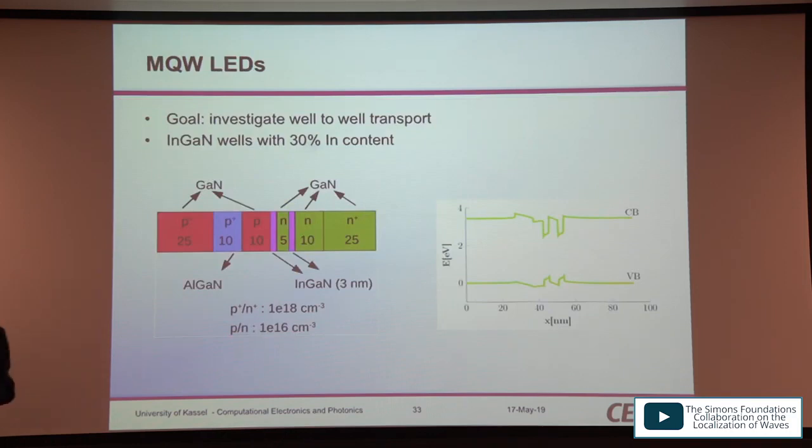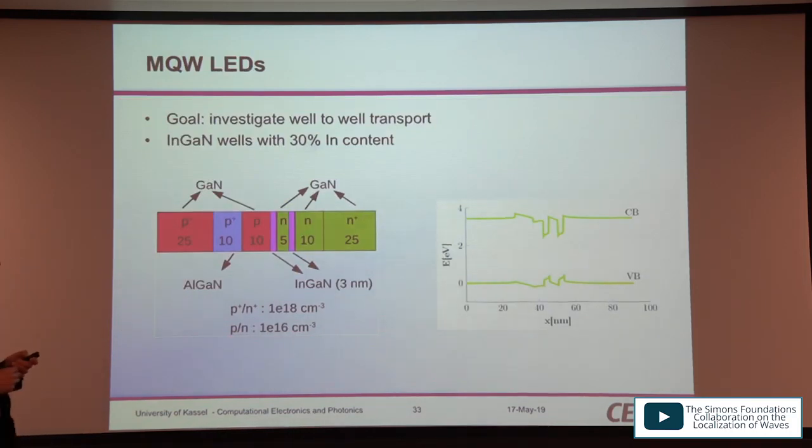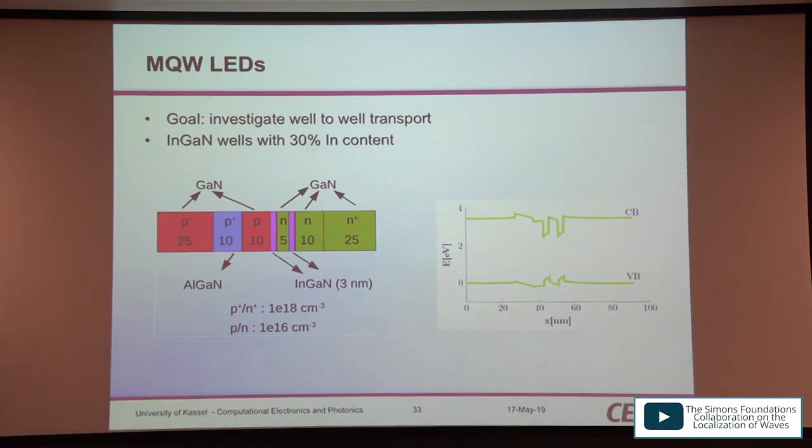Okay, then the final test was to look at a multi-quantum well LED. And we have wells with 30% indium content, which is towards the green. And we have 2 quantum wells here with a thickness of 3 nanometers again. Then we have p and n regions, also pretty short. We have an AlGaN electron blocking layer. And we calculate the carrier density inside this system.